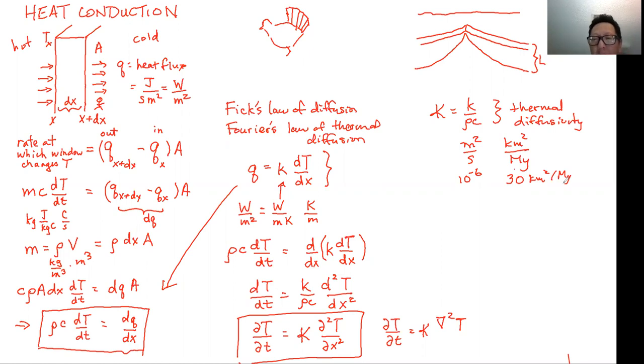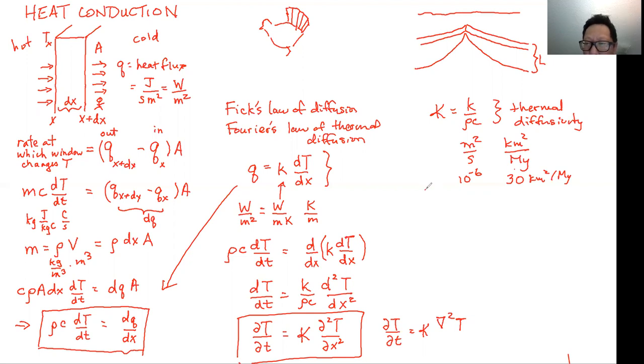So conductivity, k, tells you how efficient heat can be transferred. And then kappa is, of course, that total efficiency depends on the density of the material. So thermal diffusivity really is the measure of how efficient heat is transferred through your substance.